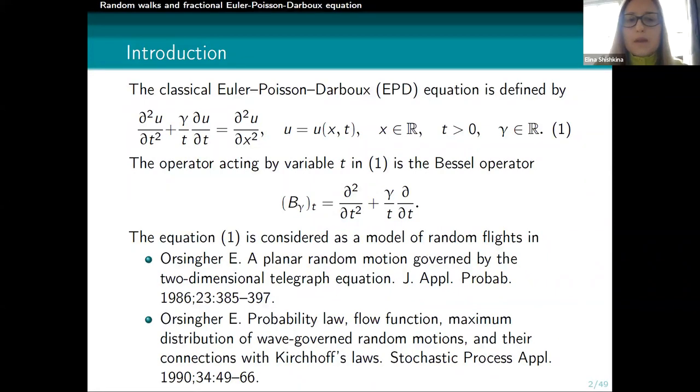So the classical Euler-Poisson-Darboux equation is very well known, and one of its forms is given by the first formula. The interesting thing is that in the left side of this equation we have the Bessel operator, which is the main topic of my study. Such equations were considered in many papers, and as a model of random flights it was presented in papers of Professor Orsingher, which you can see on the slide.